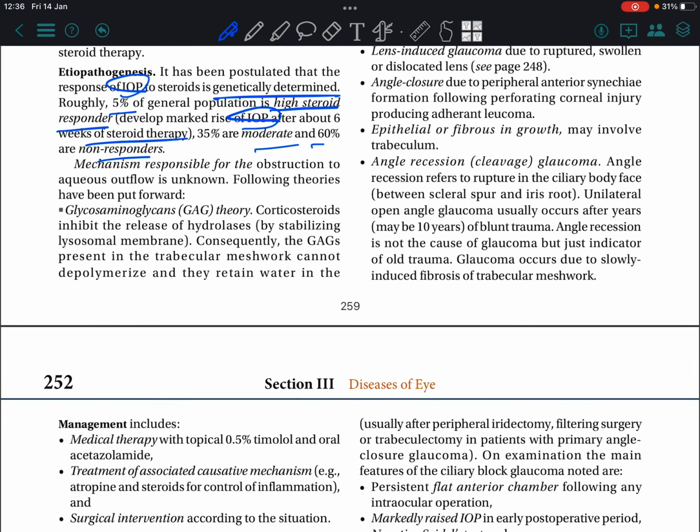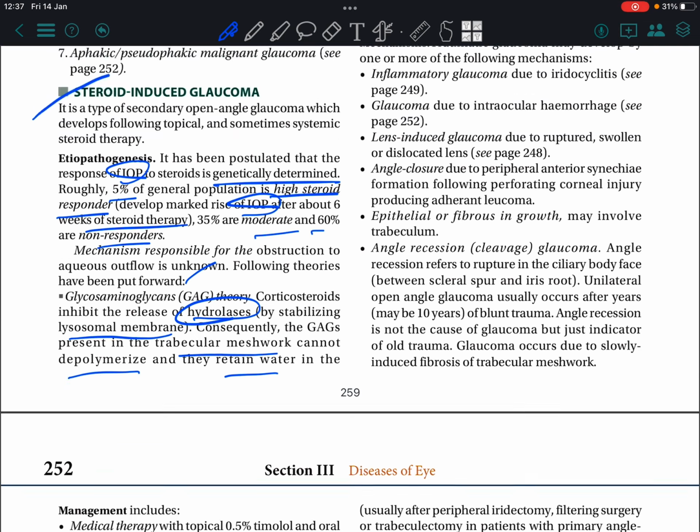The mechanism responsible for the IOP increase is unknown, and the site of obstruction is also unknown. Glycosaminoglycans theory: corticosteroids inhibit release of hydrolases, stabilizing the lysosomal membrane. Consequently, the GAGs present in the trabecular meshwork cannot depolymerize and they retain water.